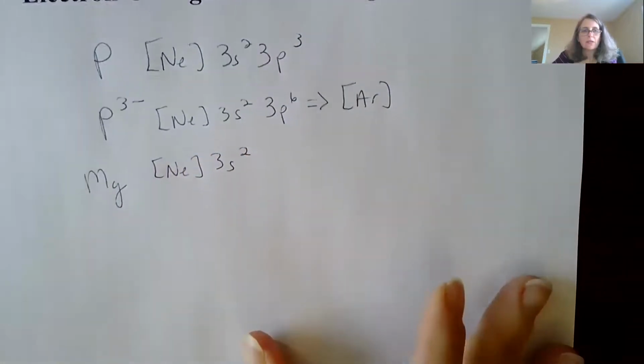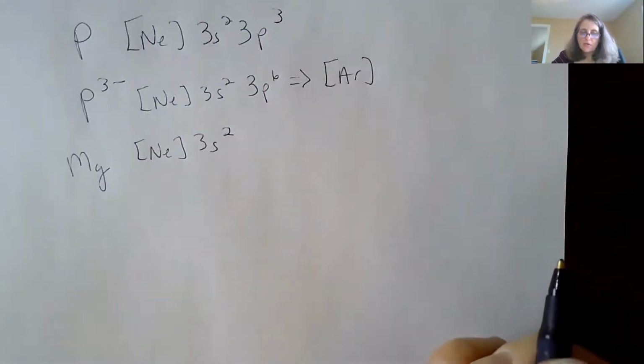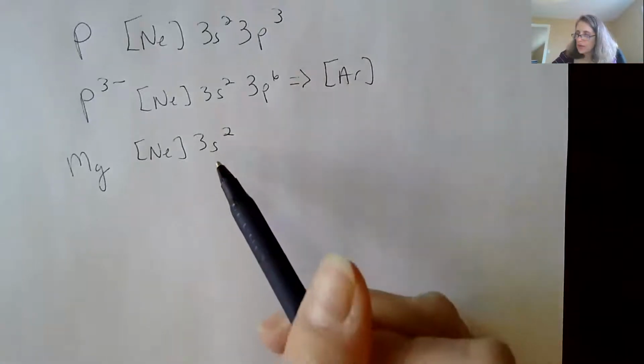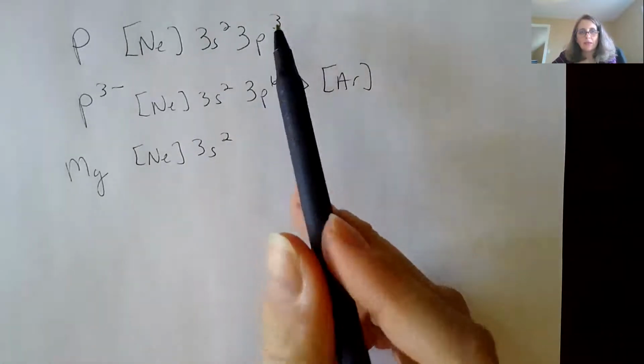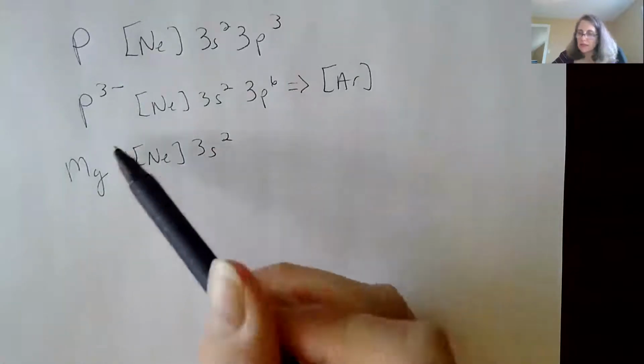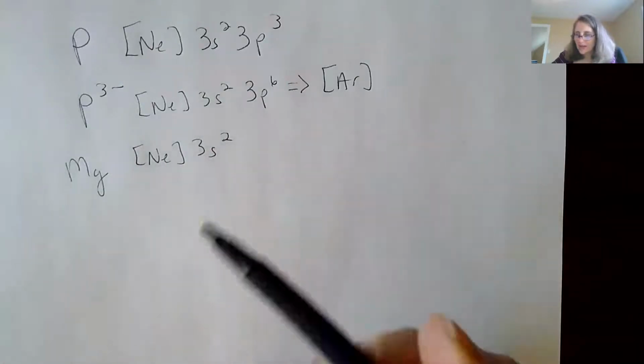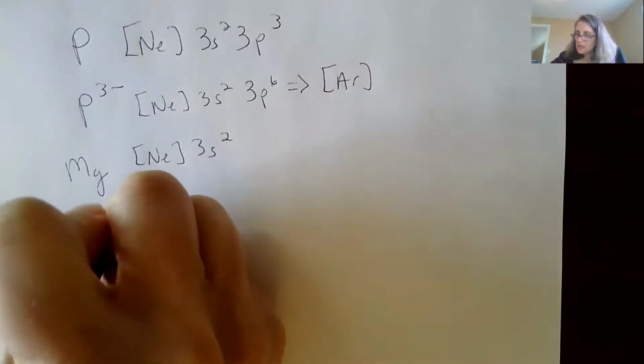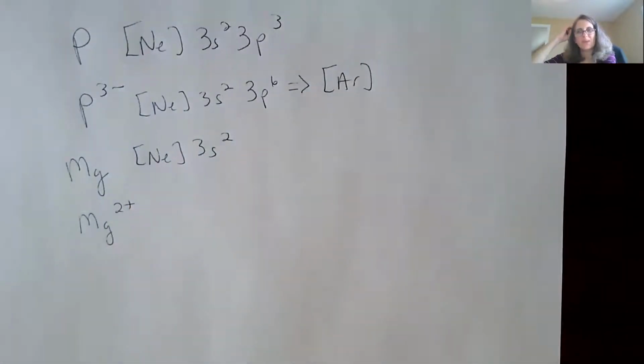If we write its electron configuration, magnesium is neon 3s2. Well, again, it wants to make a p6 if it can. The metals on the left-hand side tend to form cations. So magnesium, remember, is the second column of the periodic table, so it's a +2.